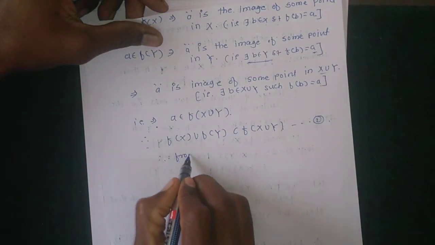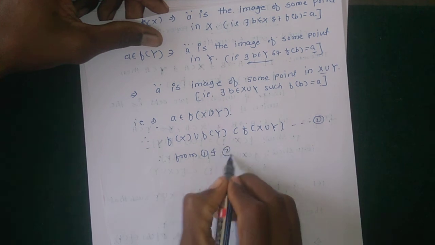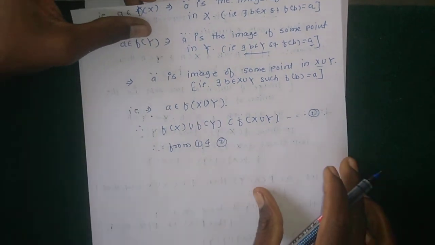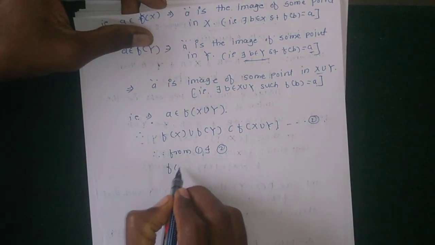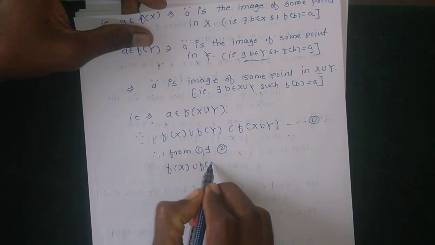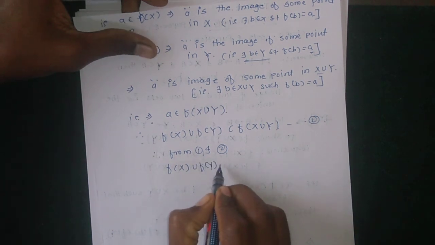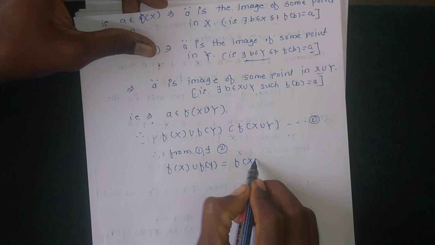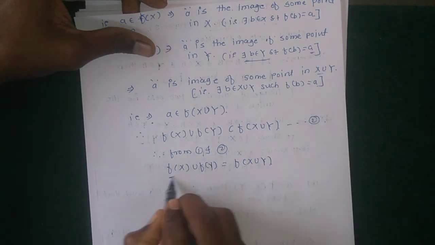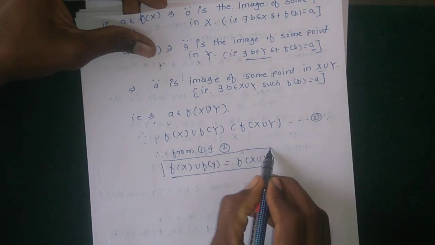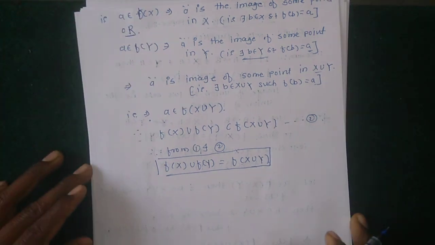Therefore from 1 and 2, f of x union f of y is equal to f of x union y. Okay, so this is the proof of our theorem.